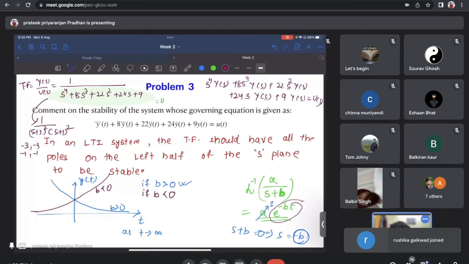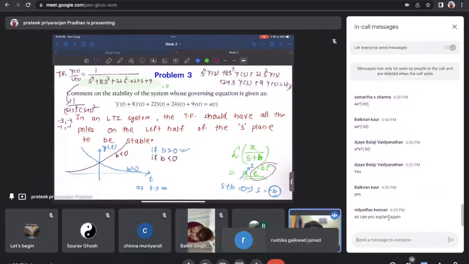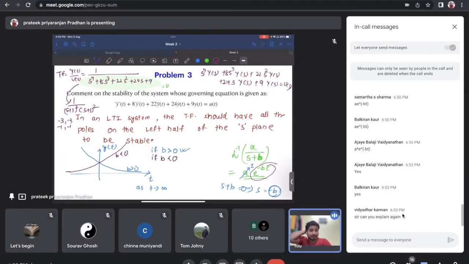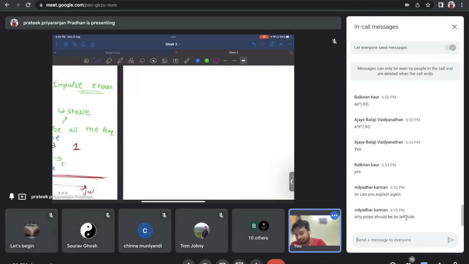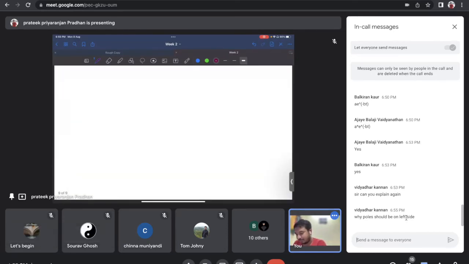Okay. Let's see in the chat. Vidyadhar says, can you explain again? Okay, which part, Vidyadhar? If I'm not mistaken, why it should be in the negative half plane, or the plots which I have drawn? You want to know why the pole should be on the left side?